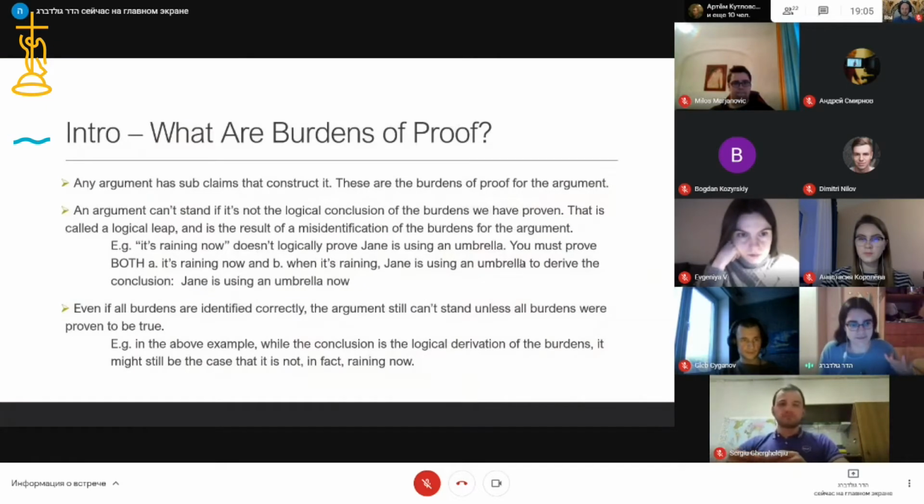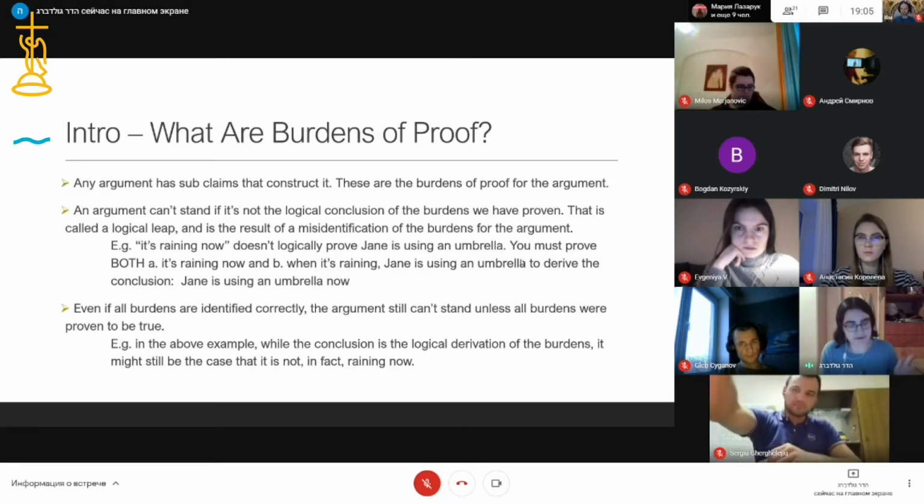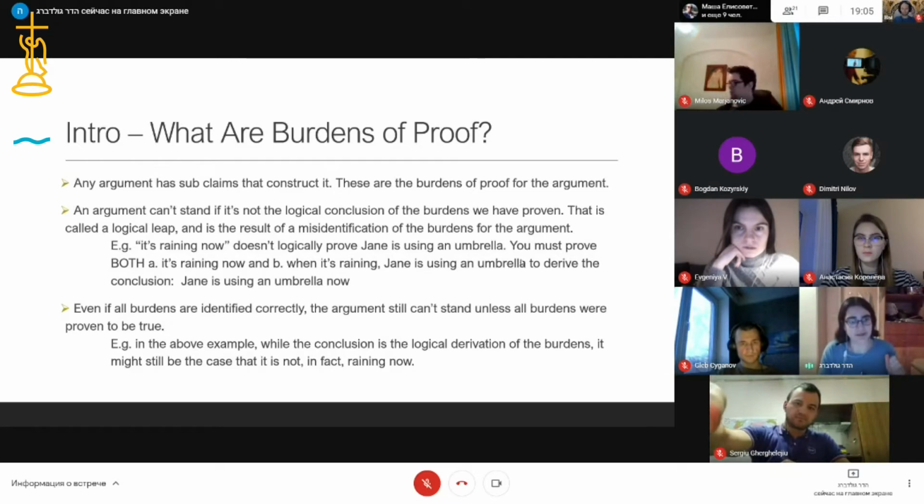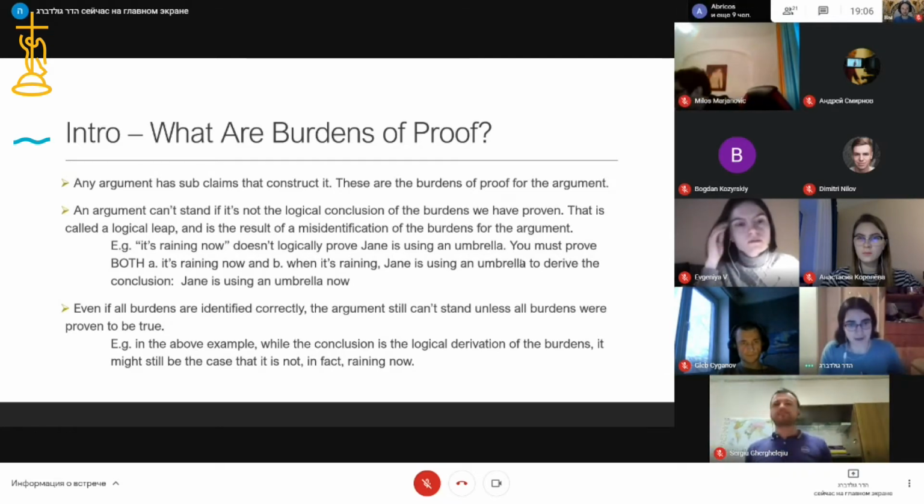So the idea is arguments have subclaims that construct it. These are the burdens of proof for the argument. That means if A and B and C stand, then the conclusion of them has to be the bottom line of your argument. I'll start with a simple example.